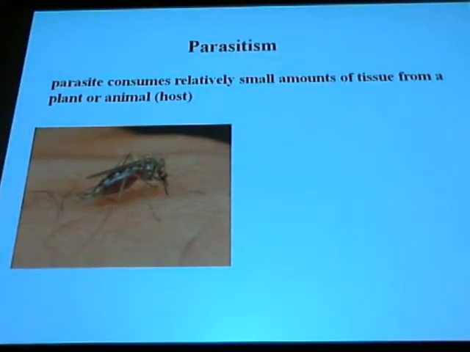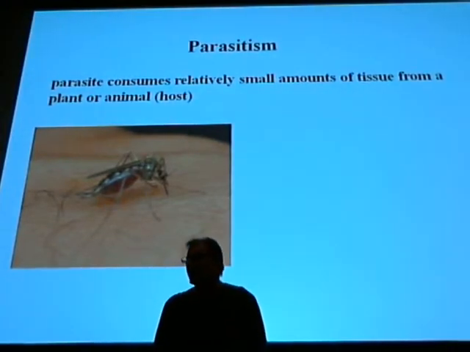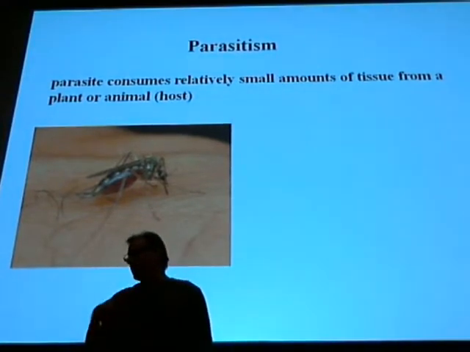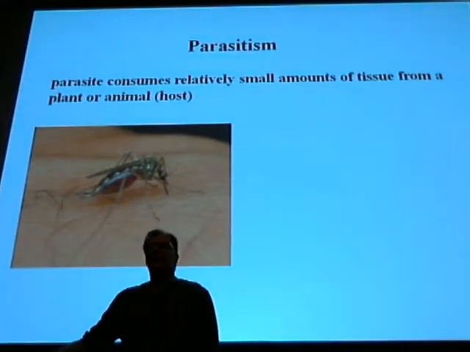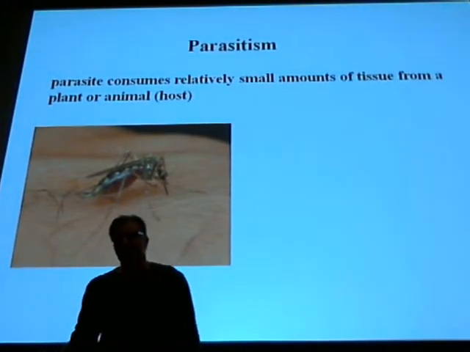Parasitism. A parasite consumes a relatively small amount of tissue from a plant or an animal host. So here's the classic parasite right there, a mosquito. Loading up, right? May not seem like a big deal. You can take a little blood, no big deal. Well, what if 1,000 of those have a little meal on you? You might feel a little lightheaded after that. And you say, well, that never happened. How many of you have been in a situation where you got that many mosquito bites? Tell me you didn't have a fitness consequence from that experience.